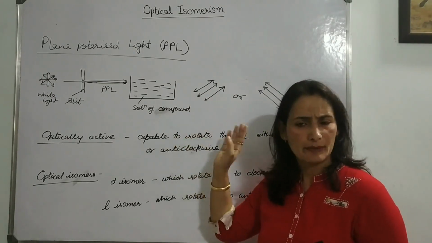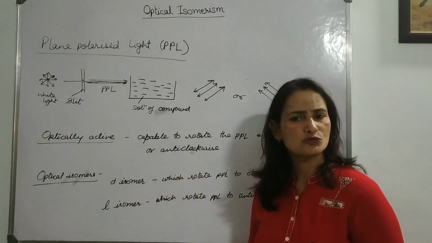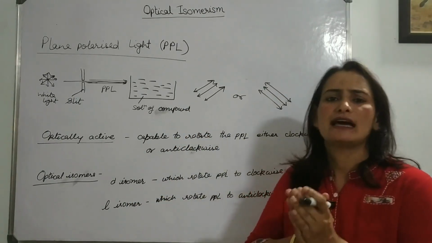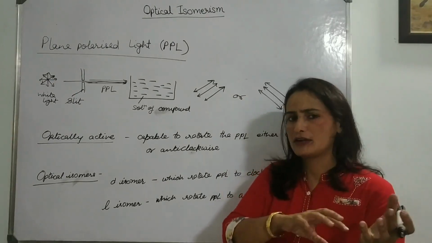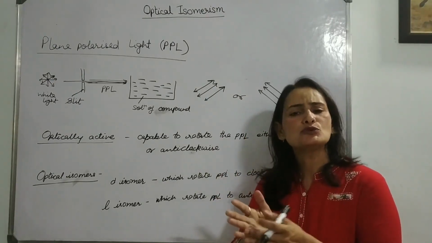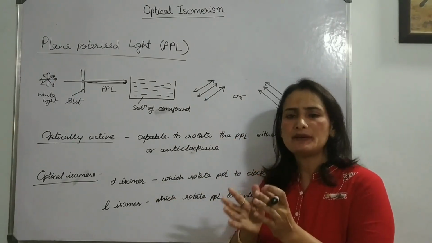Practically, when we find that a compound is capable of showing optical isomerism, then it will definitely exist in two forms. But we cannot say, without doing an experiment, which of the two isomers will be D and which will be L. It is an experimental thing.